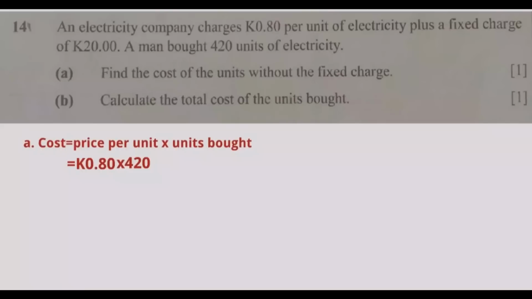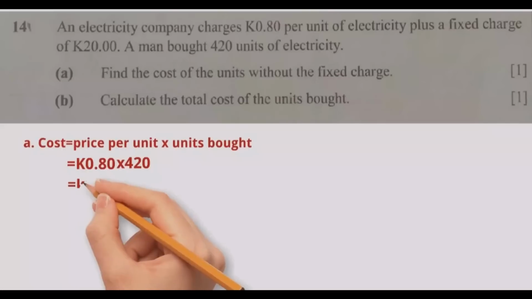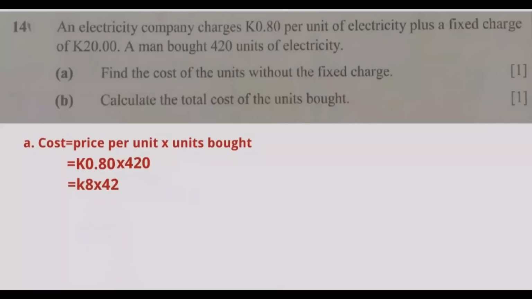Or the other way is you just change this number to be a whole number. Then when you find the answer, you move the point one place to the left. So I'm going to use this method of changing 0.8 to be a whole number and cancelling 0 from 420. When I do that, 8 times 42 gives me 336. So 336 kwacha is the amount of money that was paid for 420 units. If you have got questions, you can ask in the comment section.